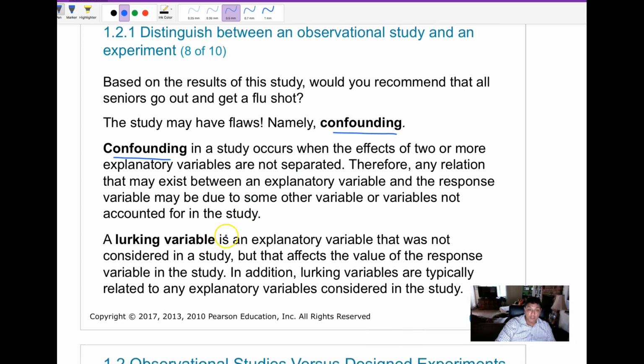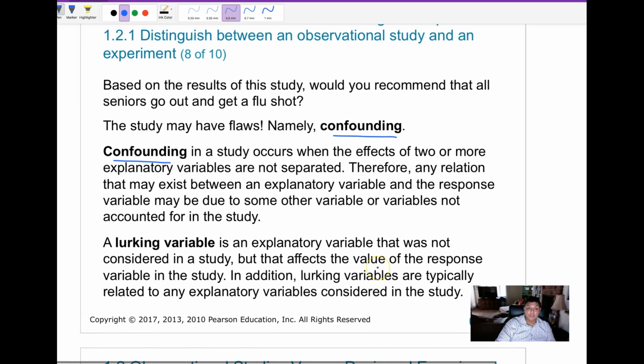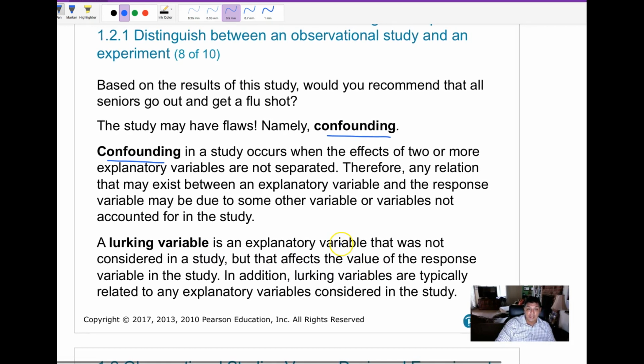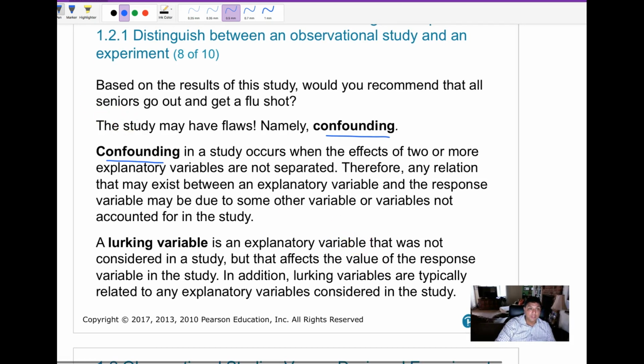There's another term called a lurking variable, an explanatory variable that was not considered in a study that affects the value of the response. So we conduct some study, and then we don't even think about what can explain something, and those are called lurking variables. So let's get those down in our notes.